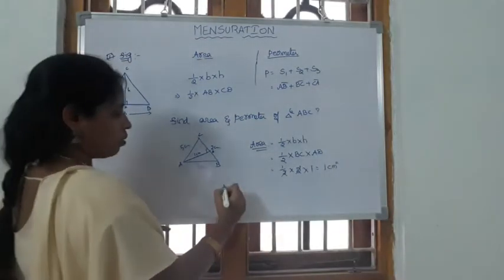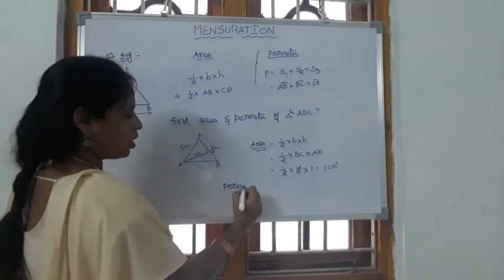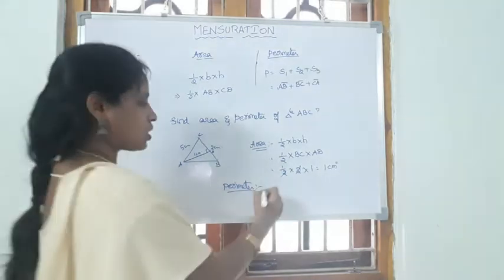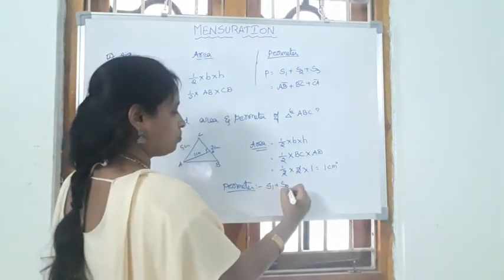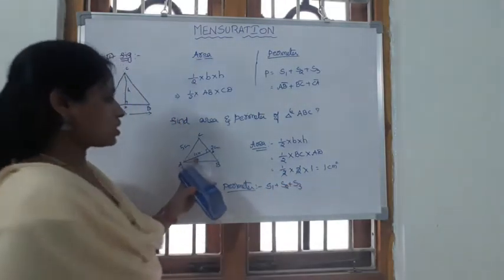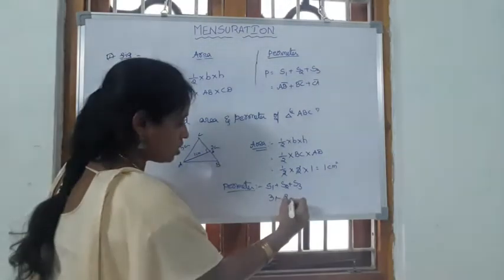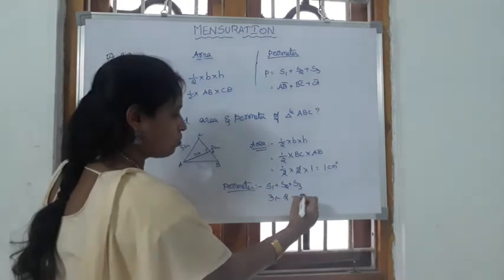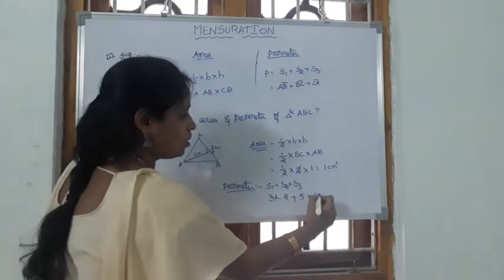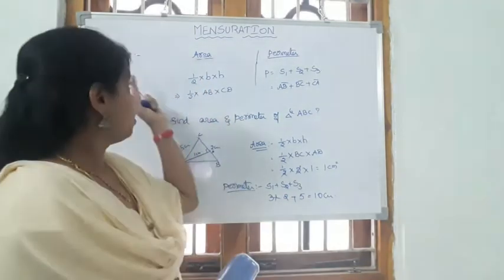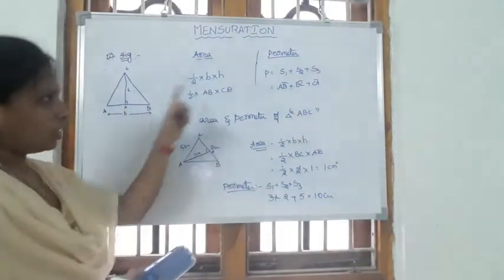Now perimeter. Perimeter of triangle formula is the sum of all the sides, S1 plus S2 plus S3. S1 is 3 centimeters and S2 is 2 centimeters and S3 is 5 centimeters, to get 10 centimeters. These two are the formulas for triangle, area and perimeter.